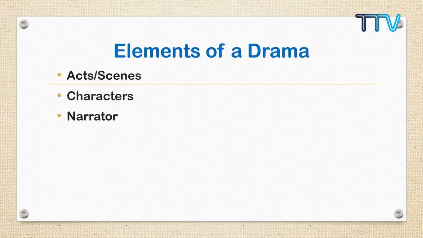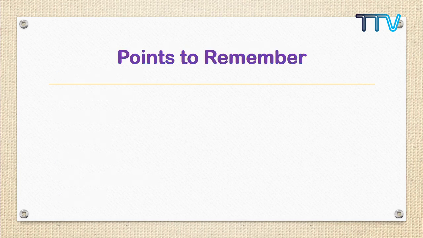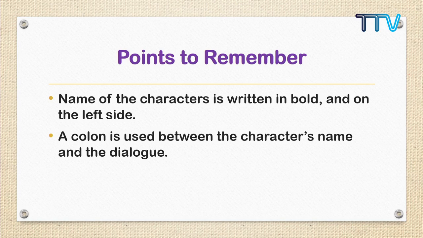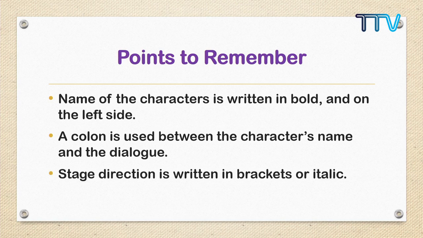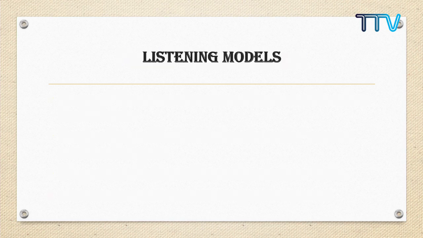Drama we have acts or scenes, right? Like chapters in a prose. Here we have acts and scenes, and character, narrator, setting, dialogue, stage direction and script, okay? And what are the points to remember? In drama, the character's name has to be written in bold and on the left hand side. A colon is used between the character's name and the dialogue, and the stage direction is written in bracket or italic. The scenes in drama are like chapters in prose, I told you.